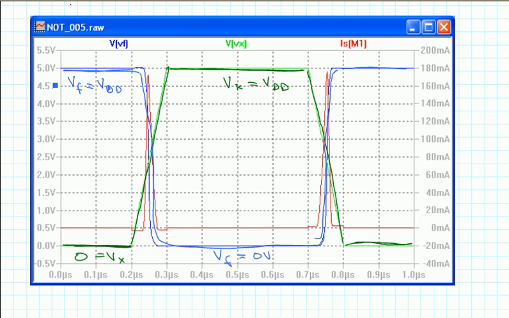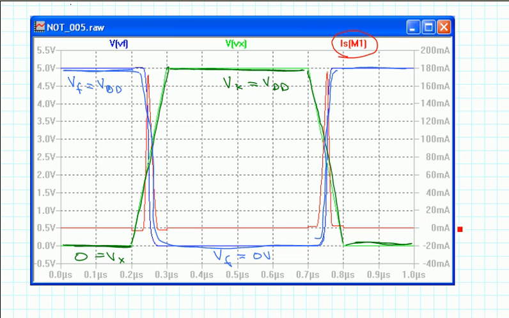Now the interesting thing is to look at this red curve here. That is actually the current that flows into the source of the upper transistor, the PMOS transistor. Because both transistors are in series, it's actually the same current that also flows through the NMOS transistor at the bottom.